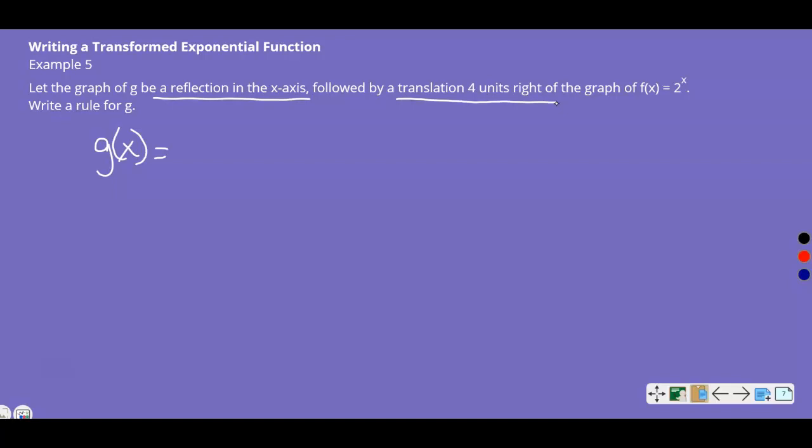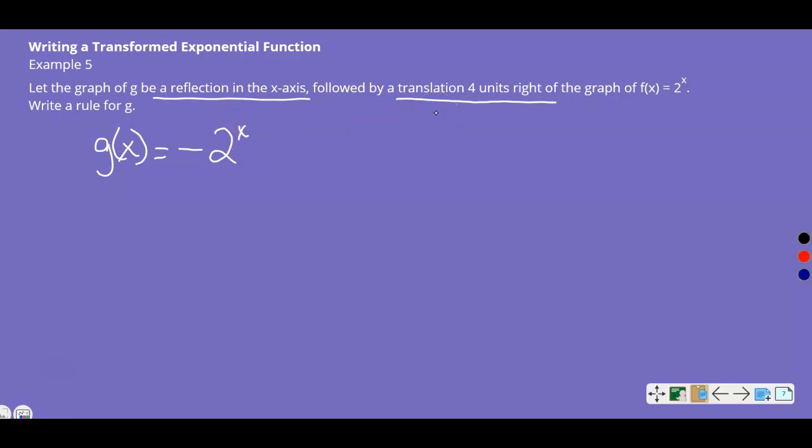So remember, when it's reflected across the x, that means it's going to be a negative in front of your f of x. So f of x is 2 to the x power. So if we're going to have a reflection, we're going to have a negative in front of that. So we're going to have negative 2, and then that's to the x power. All right, and then it's followed by a translation 4 units to the right.